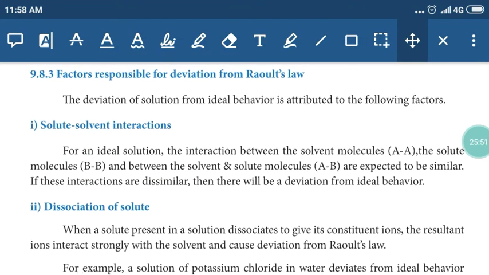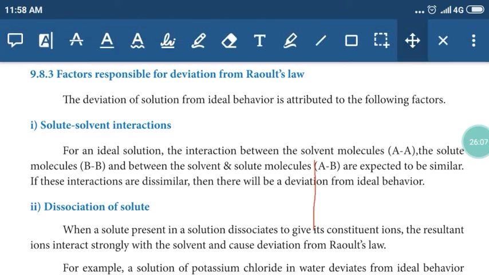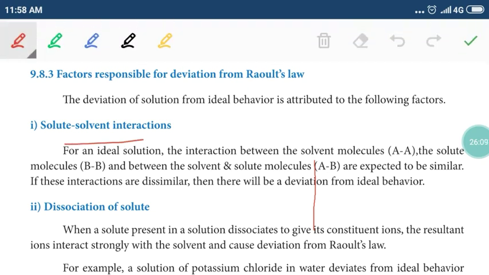Next question: what are the factors which are responsible for the deviation of a solution from ideal behavior? So, how do solutions deviate from Raoult's law? First one, solvent-solute interactions. When a solute is added to a solvent, if the interaction is greater or lesser, then the solution will deviate from ideal behavior.